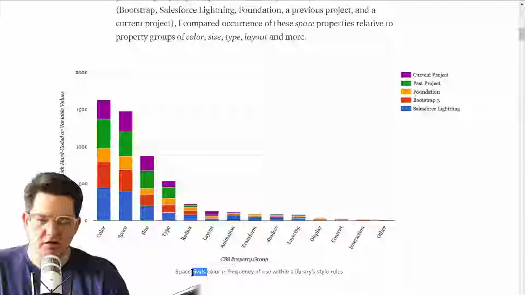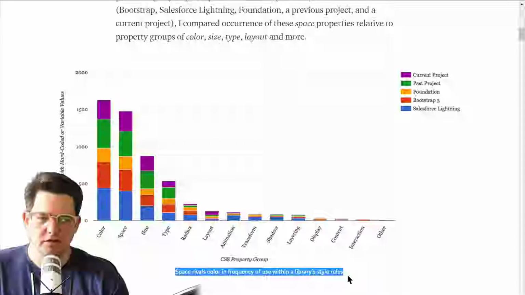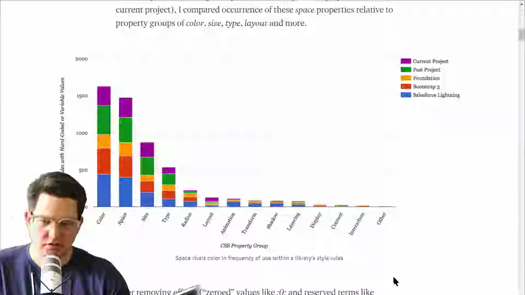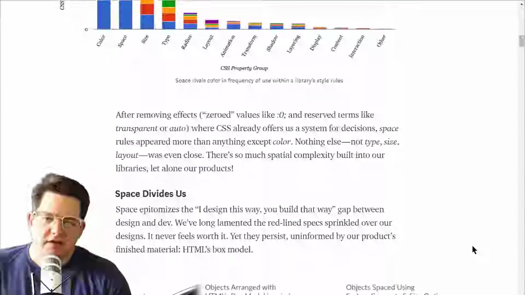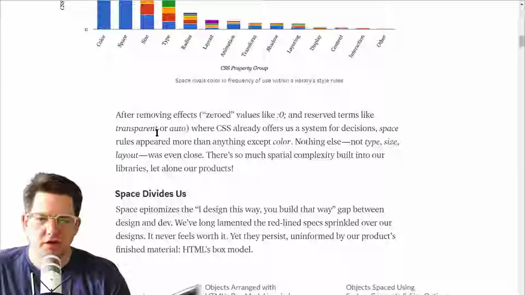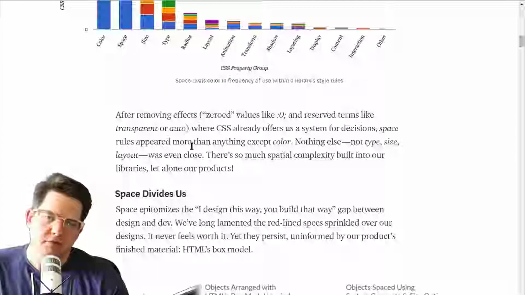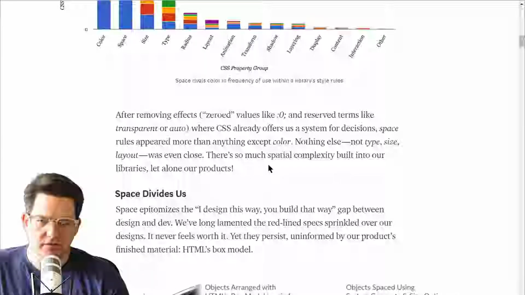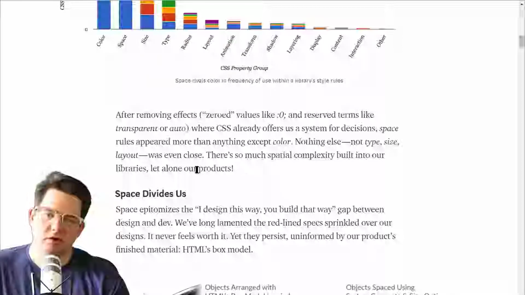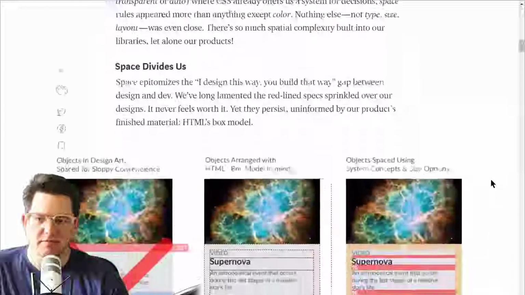Space rivals color in frequency of use within a library's style rules. After removing effects, zeroed values like 0, and reserved terms like transparent or auto, where CSS already offers a system for decisions, space rules appear more than anything except color. Nothing else, not type, size, layout, was even close. There's so much spatial complexity built into our libraries, let alone our products.